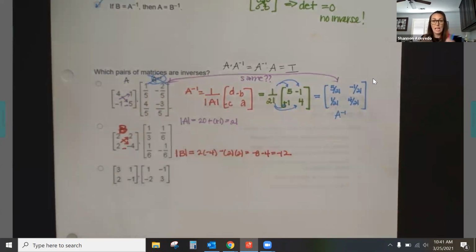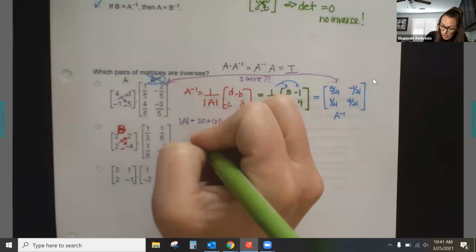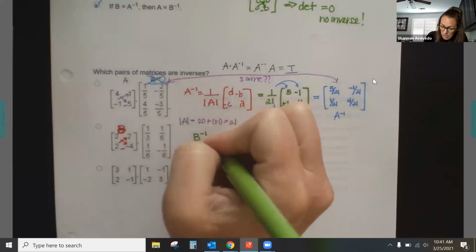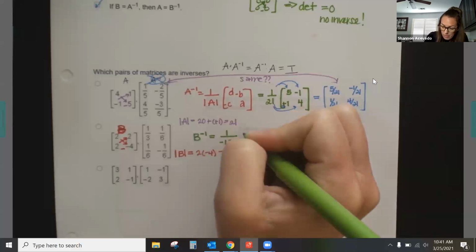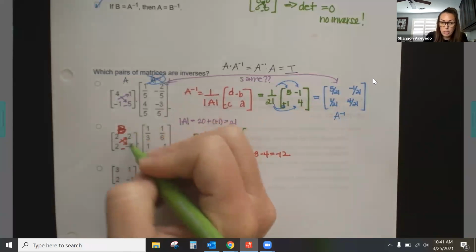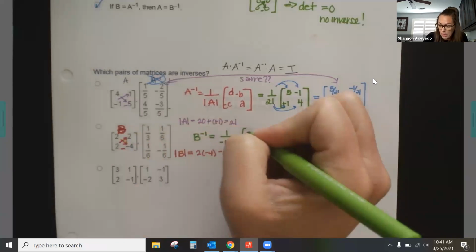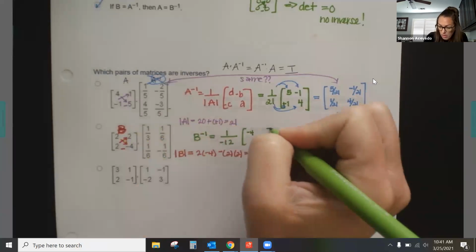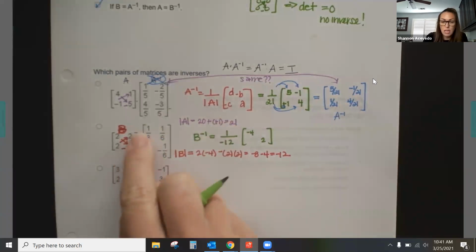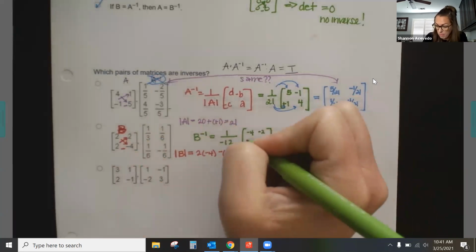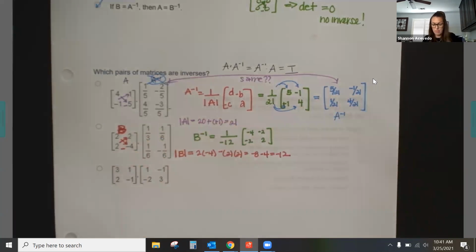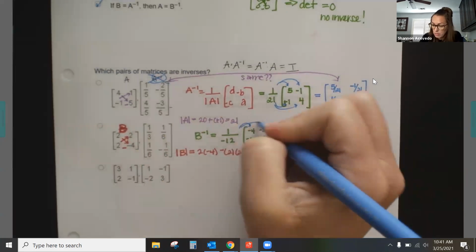So when I find the inverse of this B, then my B inverse is going to be equal to 1 over the determinant of B, which is -12. I switch my A and my D, so this becomes a -4 here and a 2 here. And I take the opposite signs of these 2's. They're both a 2, so they're both just going to end up being a -2. Then I distribute this to each one of these pieces.